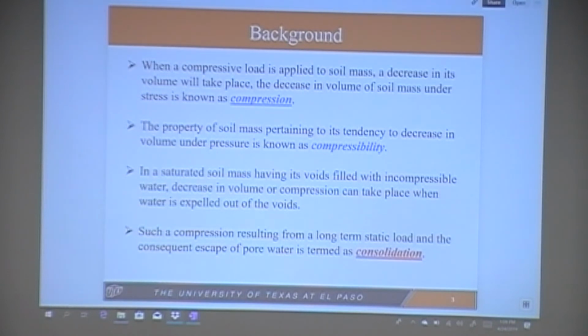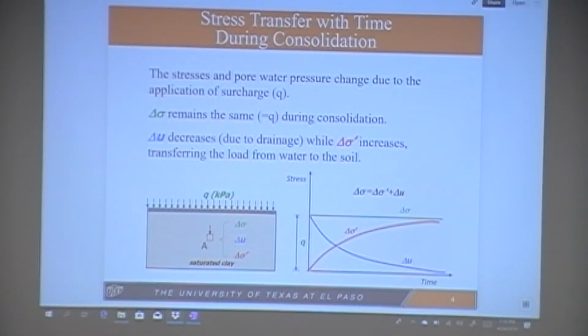In a saturated soil mass having its voids filled with compressible water, a decrease in volume or compression can take place when the water is expelled out of the voids. Such a compression resulting from a long-term static load and the consequent escape of pore water is termed consolidation. So the definitions make sense, right? So we can move forward with the discussion that we had with respect to the transference of the stresses.